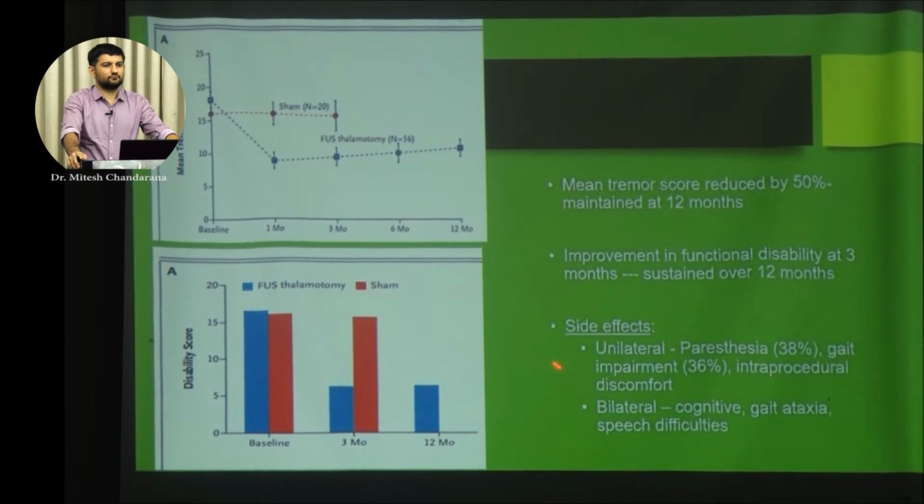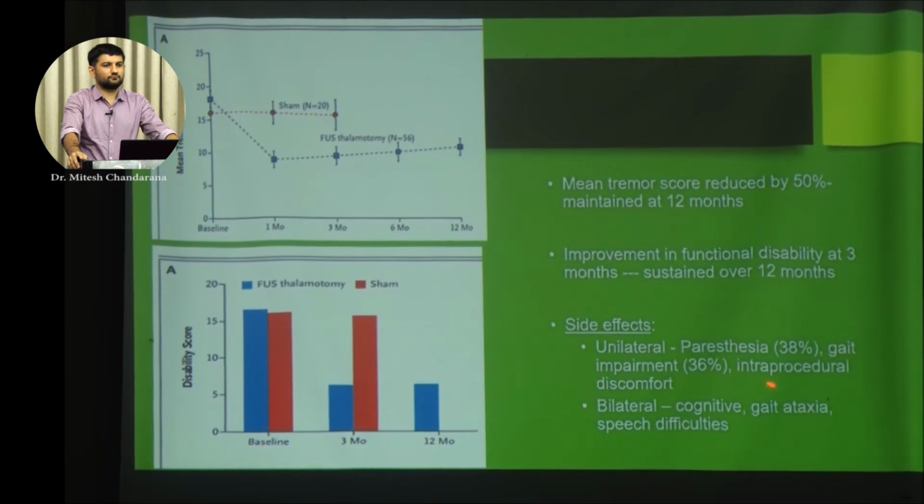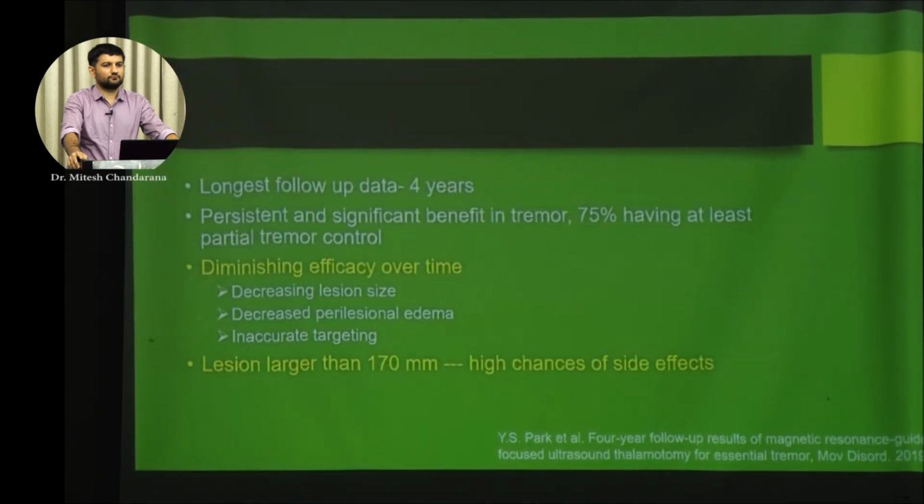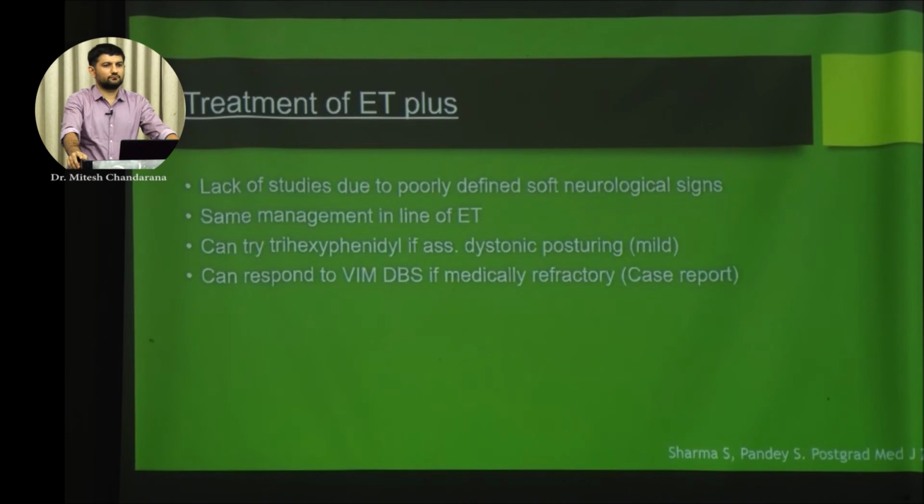Side effects are the same, like paresthesia, gait impairment. These two are the most common side effects. And bilaterally, cognition as well as gait ataxia and speech difficulties are more common. Longest data is of 4 years. Similar to DBS, diminishing efficacy has been noticed over time because of decreasing lesion size or decrease in the perilesional edema or due to inaccurate targeting. And it has been stated that with lesion larger than 170 mm, there are high chances of side effects.